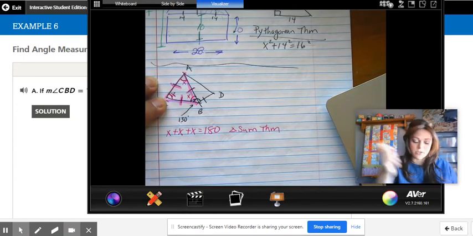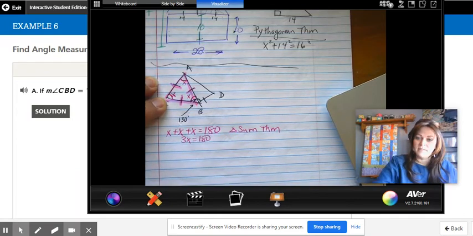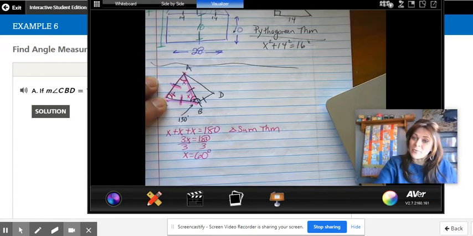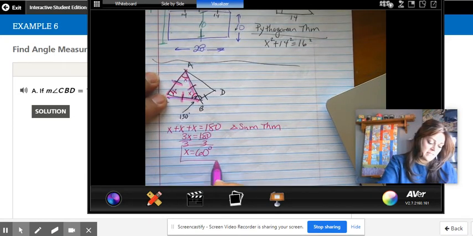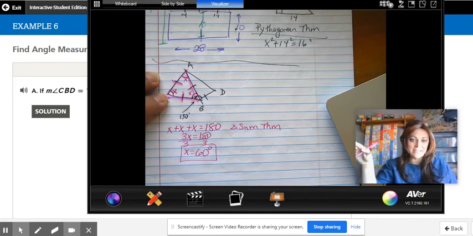Well, combining like terms, that's 3x equals 180. Divide by 3 on both sides. x equals 60. This is a good thing to remember and possibly memorize. In an equilateral triangle, all the angles will be 60 every single time, because 180 divided 3 ways is going to be 60 every single time.